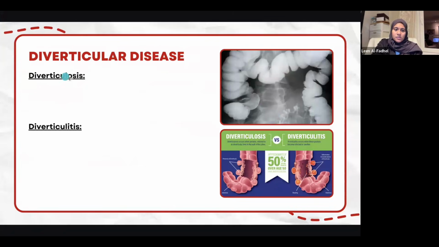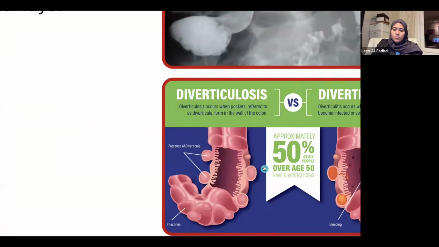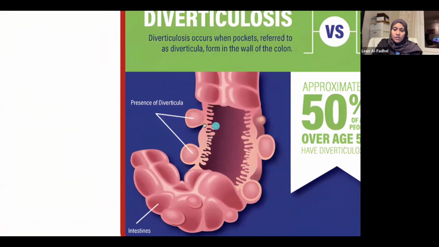Our next pathology is diverticular disease. Now, diverticular disease, okay, can either be diverticulosis or diverticulitis. Osis means condition, okay? So it's a condition of the diverticulum. Itis means inflammation. So it's when it's inflamed. So osis is basically the outpouching of mucosa and submucosa through weak spots in the muscular layer. So how does that look like? It basically means that you have these diverticula coming out or they're forming in the wall of the colon.